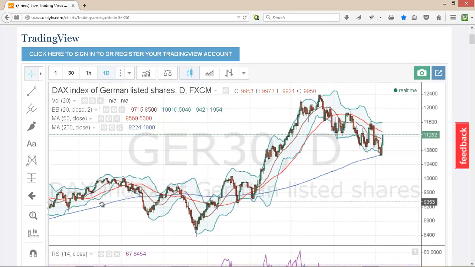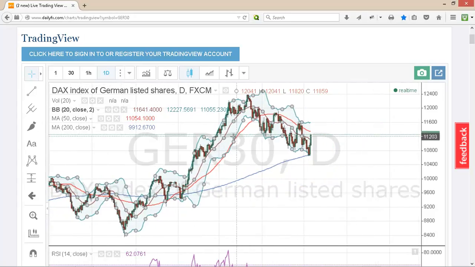You know, buy it at 10,800, sell it at, looking at the chart, 12,000. So there's still a lot of money to be made. Of course, if you buy now, your downside is a lot greater.